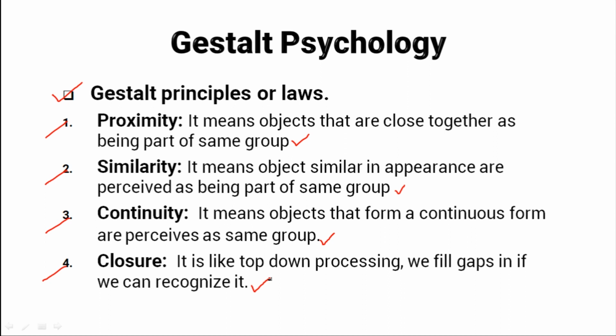These principles allow us to recognize objects even when they are not fully presented. These Gestalt principles help us understand how our brain organizes visual information and perceives objects as meaningful groups. Now, understanding these principles helps us make sense of the visual world around us.